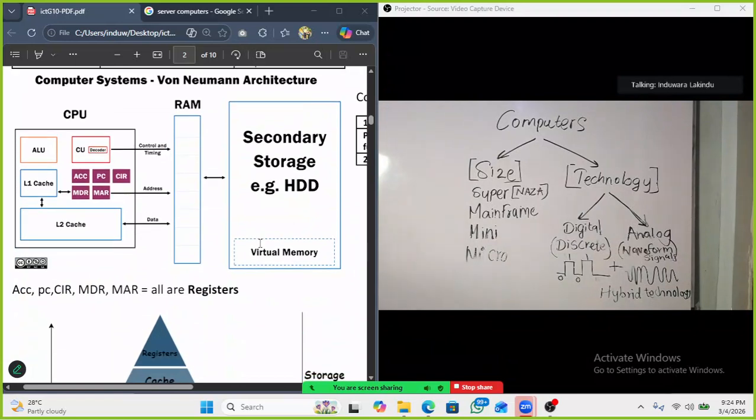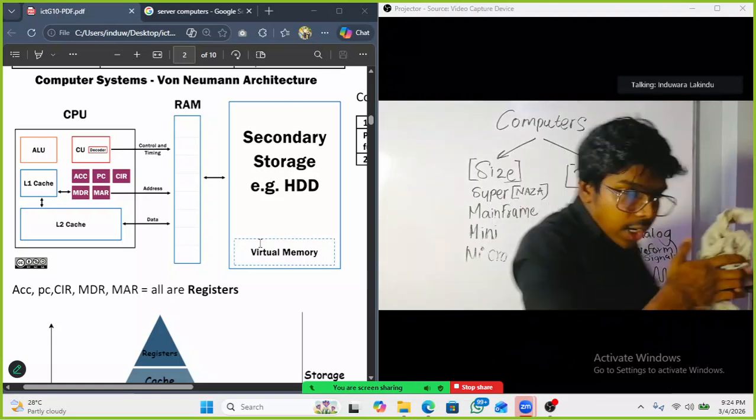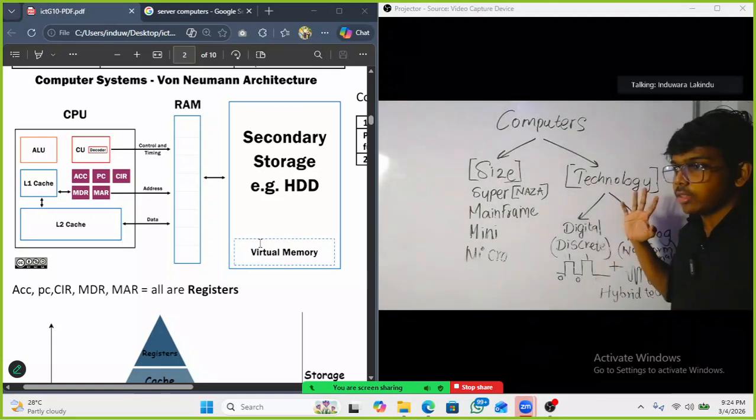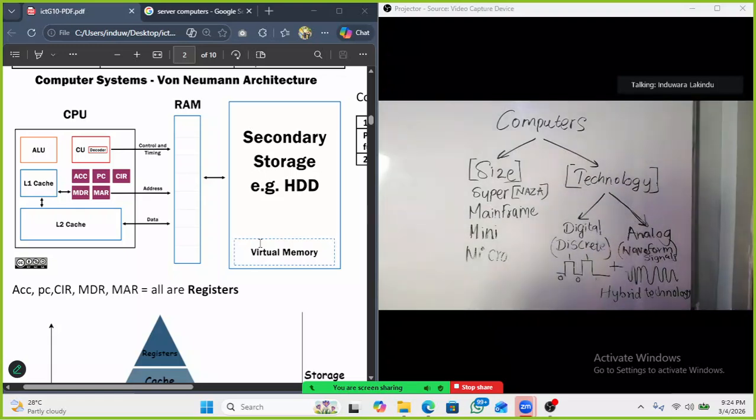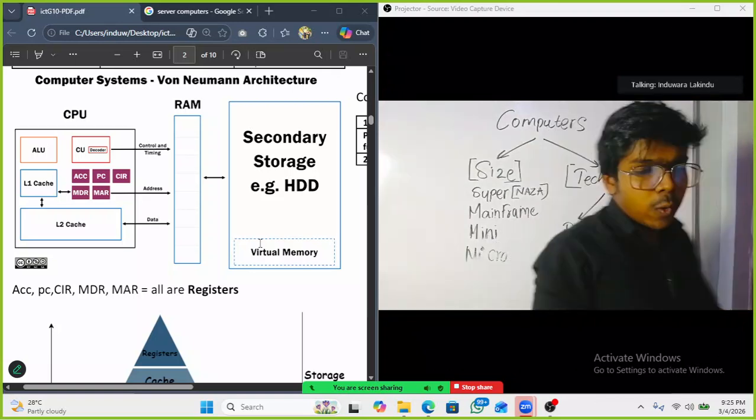Okay. Computer architecture. Von Neumann architecture. Now, Lamai, this is a hard part for some students. Did you write this chart? If you didn't, take a screenshot and write it later. Let's move to computer architecture.